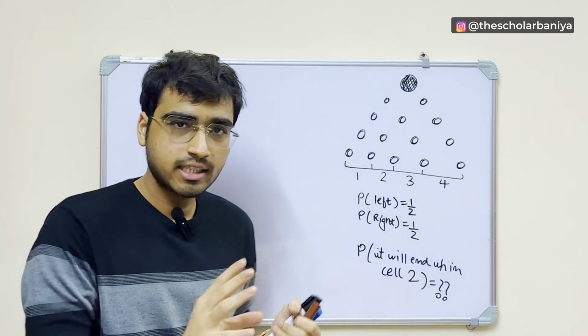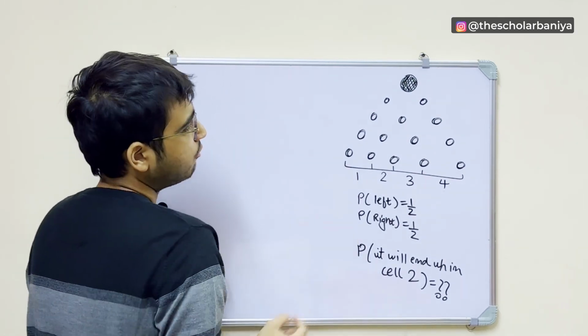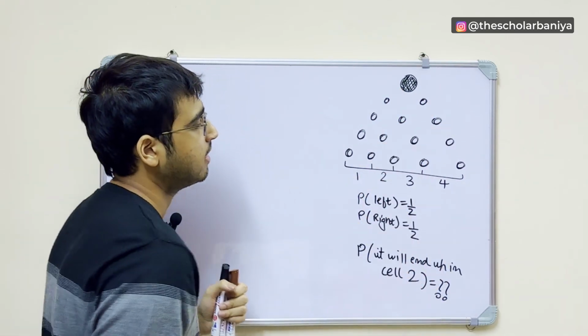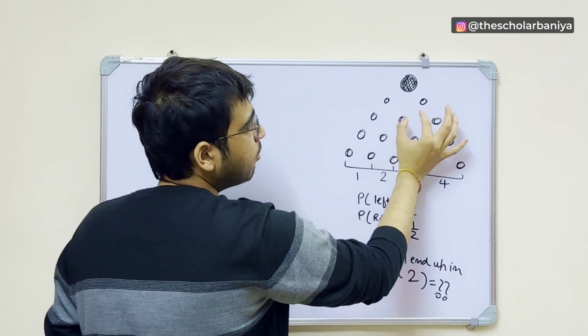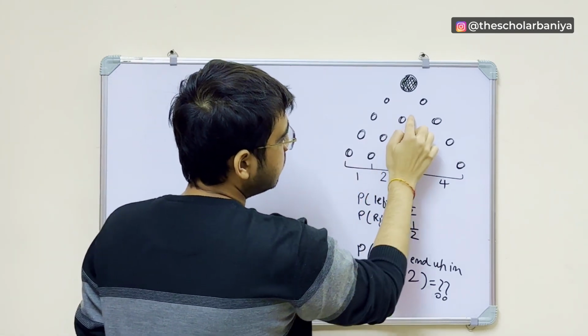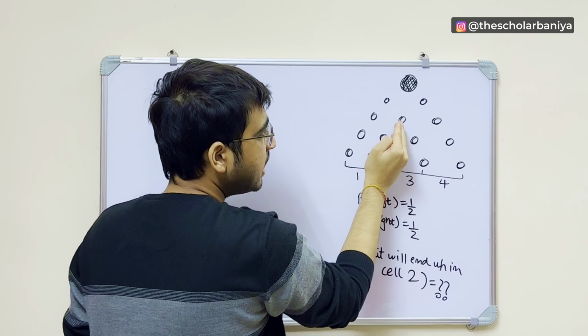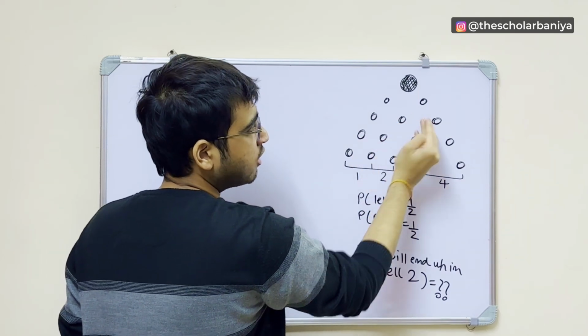So let's move on to the next question, guys. In this question, we are given that, for example, there is a ball over here, right? And when we drop a ball, there are two possibilities that can happen. Either, for example, this is a solid block. So when the ball hits this, it will either go this way or it will go this way, right?